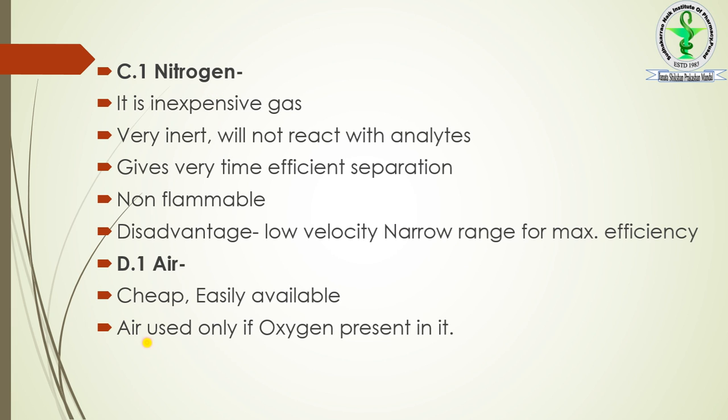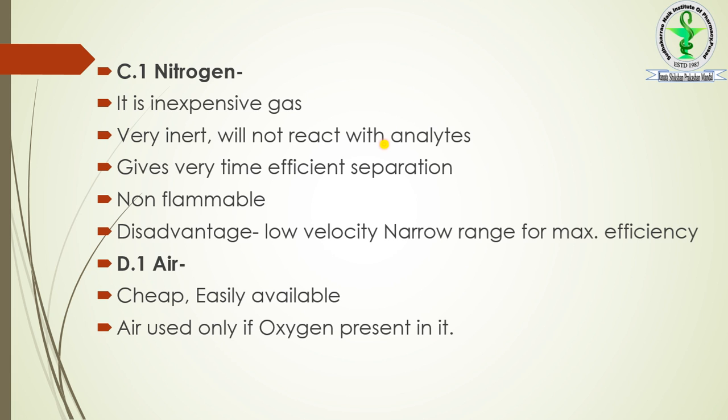And finally air, but air is very rarely used. So although we know that एयर बहुत सस्ती, इजीली अवेलेबल है, हम उसको फिल्टर करके भी यूज़ कर सकते हैं, लेकिन एयर हम यूज़ कब करते हैं, use only if oxygen is present in it. अगर सैंपल के अंदर ऑक्सीजन अगर प्रेजेंट रहेगा तभी हम एयर का यूज़ करते हैं. So that is the thing, these are the four types of carrier gas there are. So move toward the next one.